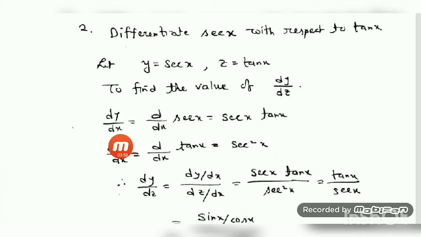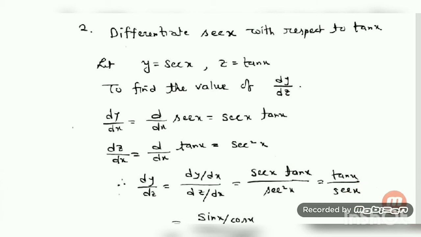So first we consider dy/dx. What is dy/dx? d/dx of y is sec x, and the derivative of sec x is sec x into tan x. Then we proceed to dz/dx. What is dz/dx? d/dx of tan x, and the derivative of tan x is sec square x. Now our aim is to get the value of dy/dz. So dy/dz is equal to what? dy/dx divided by dz/dx. Put their corresponding values: sec x tan x divided by sec square x. One sec x will be cancelled out. tan x by sec x will be left.